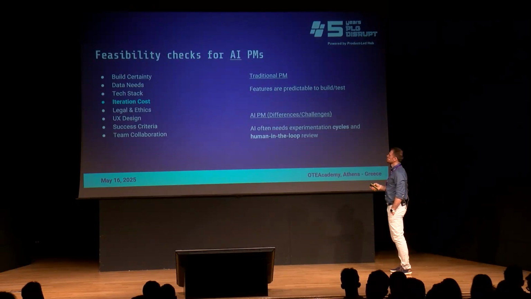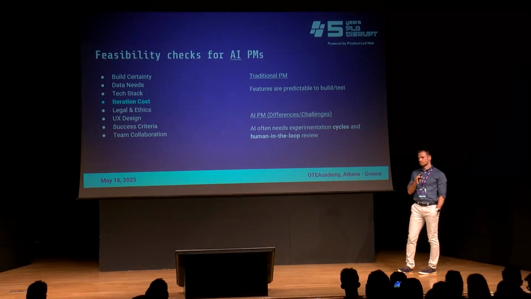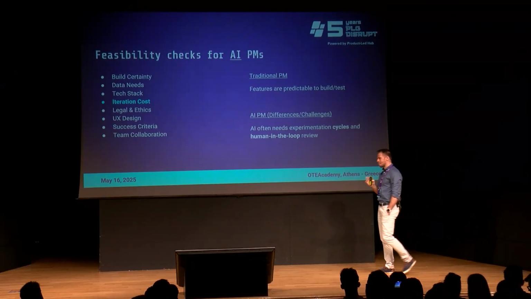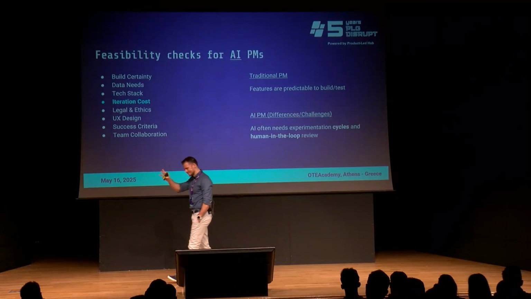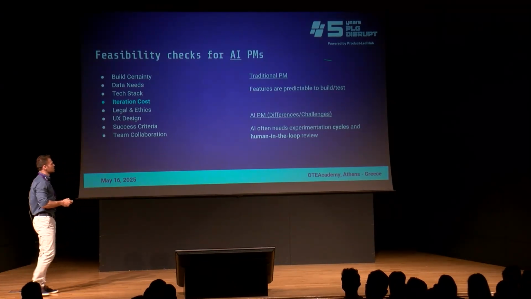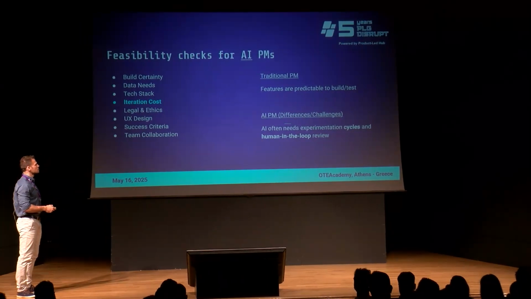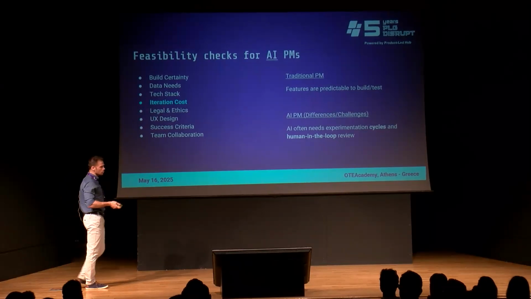We have the iteration cost. Usually, the traditional PM knows, debatable. I'm not saying anything about velocity. I'm not saying about estimation. I know. You don't know. But it's more predictable. For the AI PM, it's not very predictable because you have to have experimentation cycles. You have to have human in the loop.